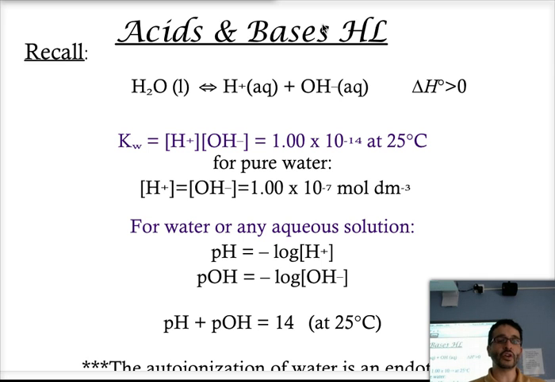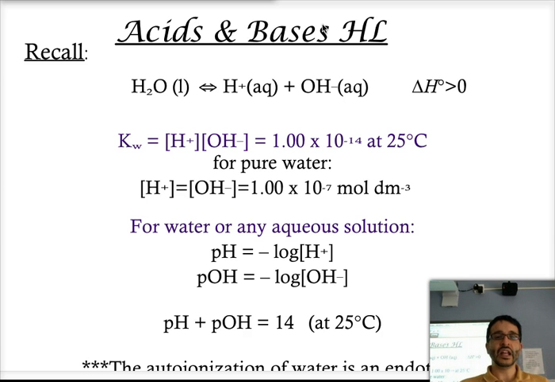Now, you may also recall that in order to calculate pH, p stands for negative logarithm base 10 of something. So pH is the negative logarithm of the concentration of the hydrogen ion, the H plus ion, and pOH would be the negative logarithm of the hydroxide concentration. We also demonstrated earlier that pH plus pOH equals 14 when you measure this at 25 degrees Celsius.